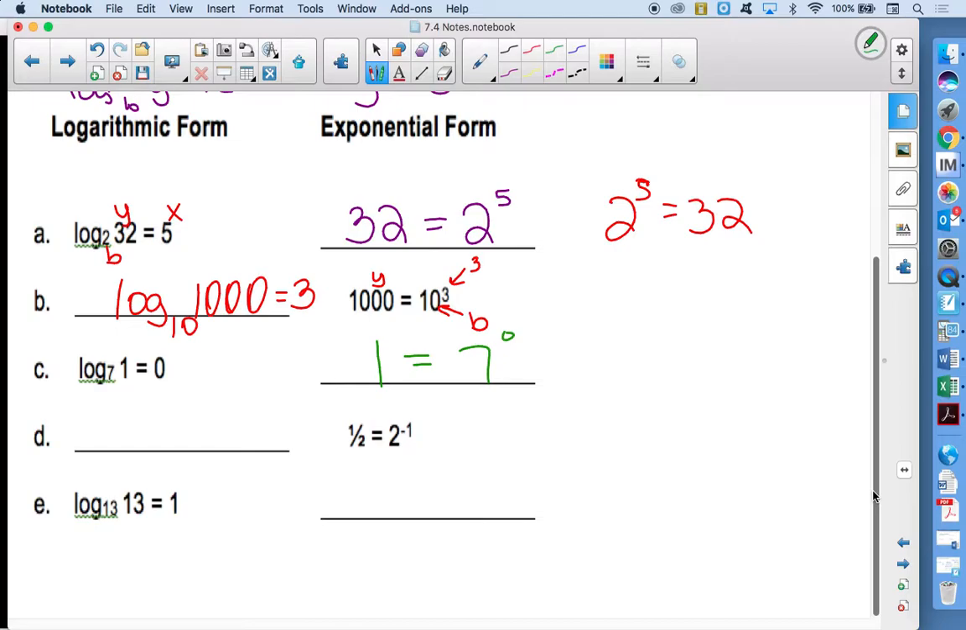Letter D, we have 1/2 equals 2 to the negative 1. Does 2 to the negative 1 equal 1/2? What happens when you have a negative exponent? Oh, good. Flip it. Yeah, you flip it. You put it under 1.